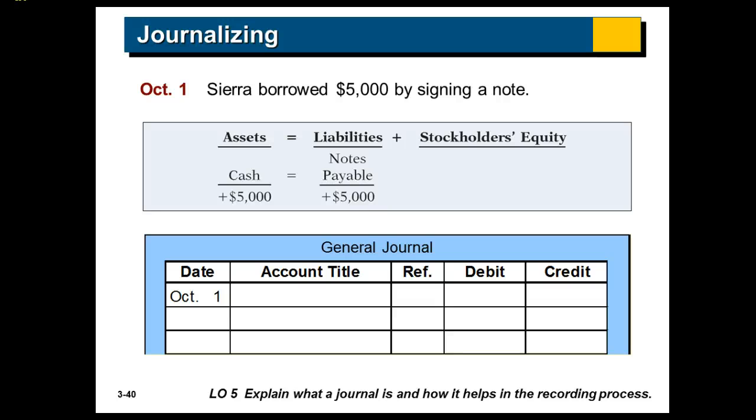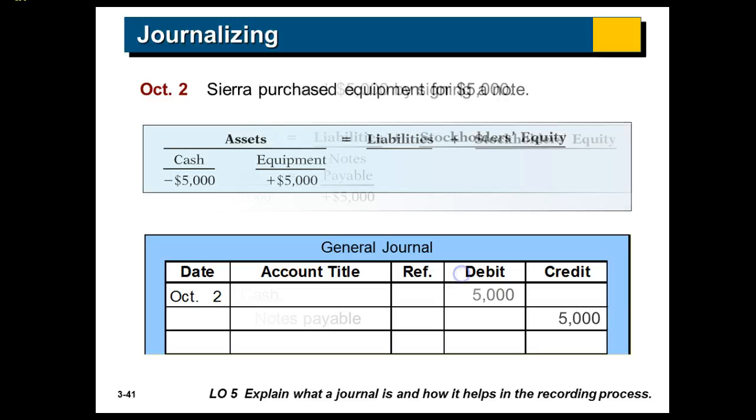Now, the next transaction was that Sierra borrows $5,000 by signing a note. We can see here that cash is going to be increased, and our liability called notes payable is also increased. So to journalize this transaction, we're showing cash as a debit for $5,000, and we're increasing our notes payable as a credit for $5,000. So cash has a normal debit balance. Notes payable has a normal credit balance. Both are being increased. So we're showing where we're debiting and where we're crediting.